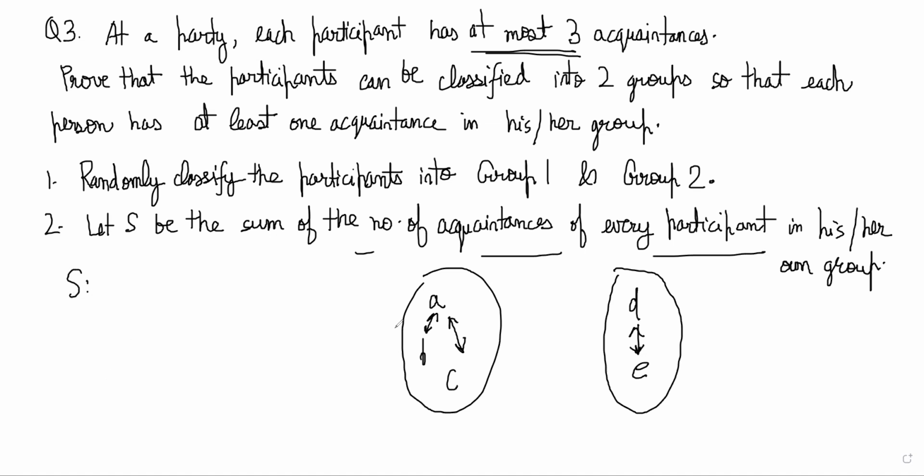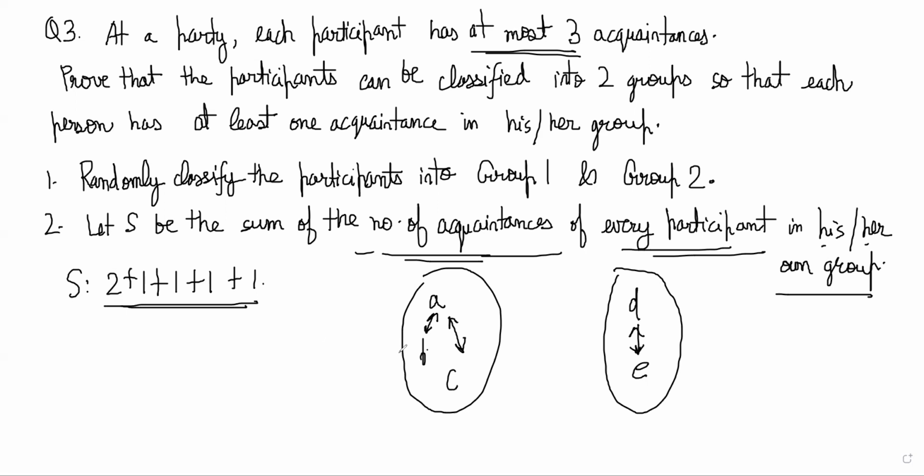We will say A knows how many people in his group. A knows 2 people, right? So for A, the number is 2. B knows A, so for B, the number is 1. C knows A, so for C, the number is 1. And in this group, D knows 1 person, so D's number is 1, and E knows 1 person, right? So this is the sum of the number of acquaintances of every participant in his or her own group.